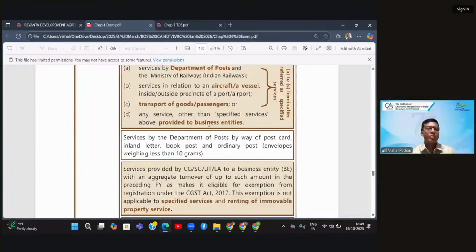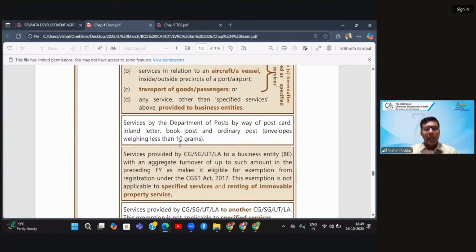And then you'll find the business entity should be a large business entity. That will come in the next point. All these are exempt. Now, as per the above entry, services by post is taxable. However, within that, there is a carve out. What is the carve out?